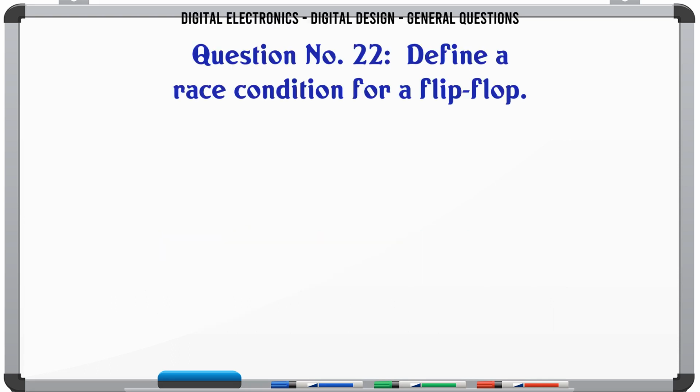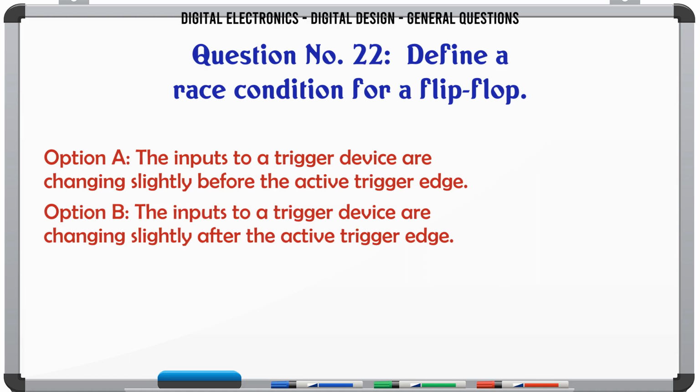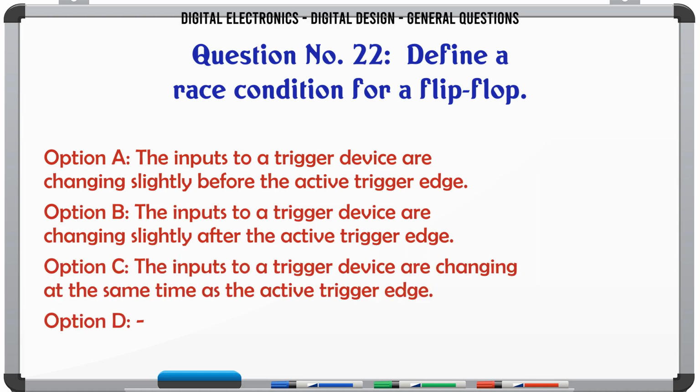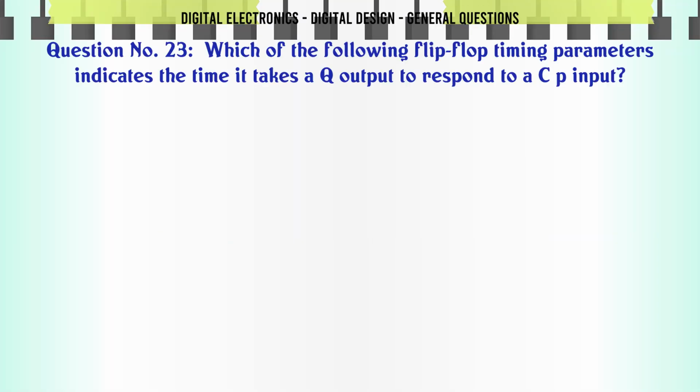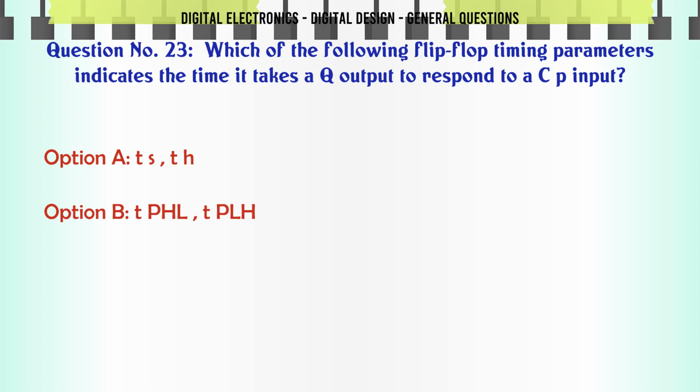Define a race condition for a flip-flop. A. The inputs to a trigger device are changing slightly before the active trigger edge. B. The inputs to a trigger device are changing slightly after the active trigger edge. C. The inputs to a trigger device are changing at the same time as the active trigger edge. D. The correct answer is the inputs to a trigger device are changing at the same time as the active trigger edge.